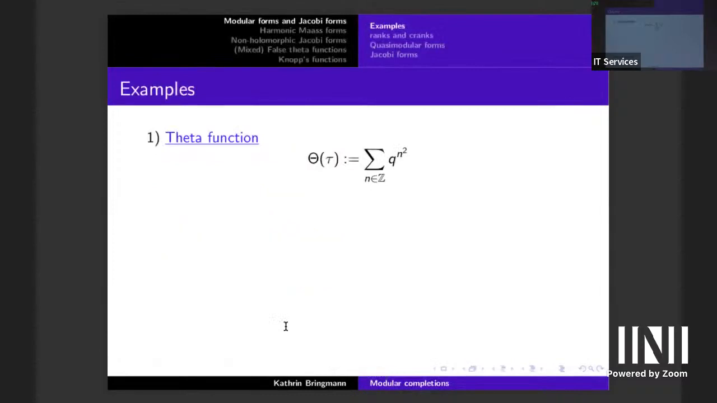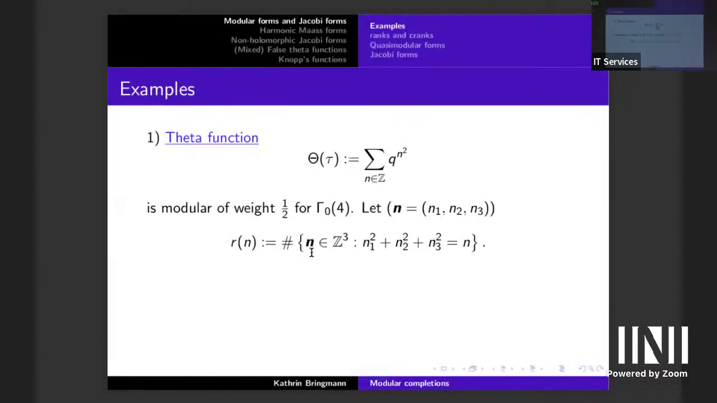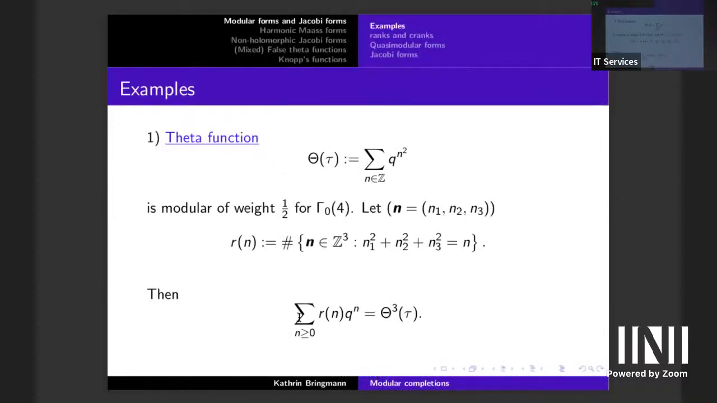So everyone knows modular forms, and just to set notations, the examples I need are the modular theta function, just summing over the squares. There's a modular form of weight 1/2 for gamma 04. And one nice feature is that you can use it to count representation numbers. Namely, I'm using always vectors in bold notation. So if I count the number of representations of n1 squared plus n2 squared plus n3 squared equal to n, then those are the coefficients of theta cubed.